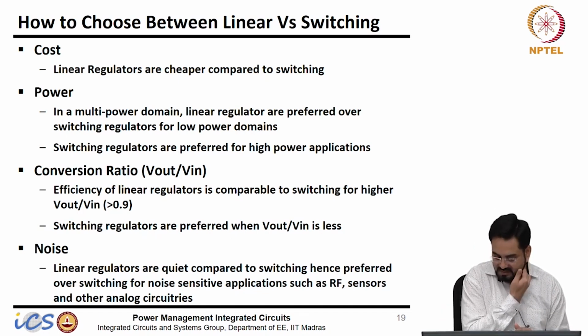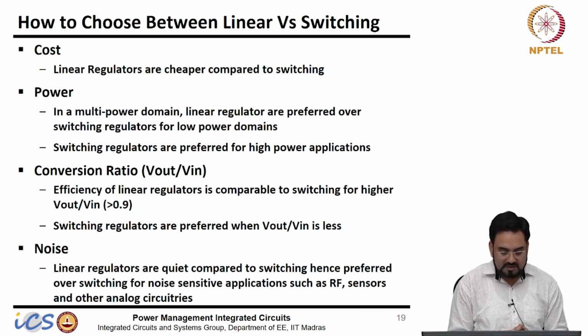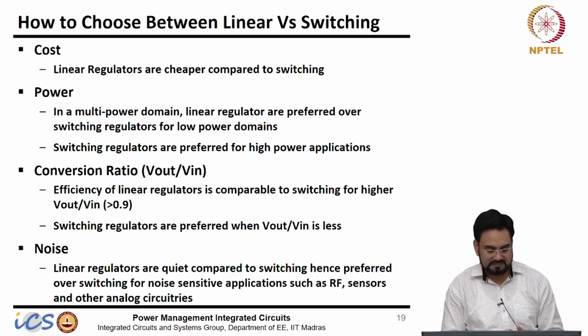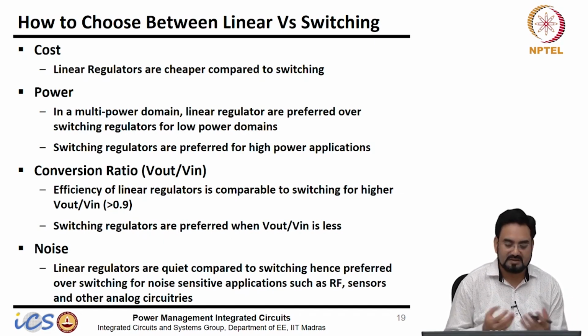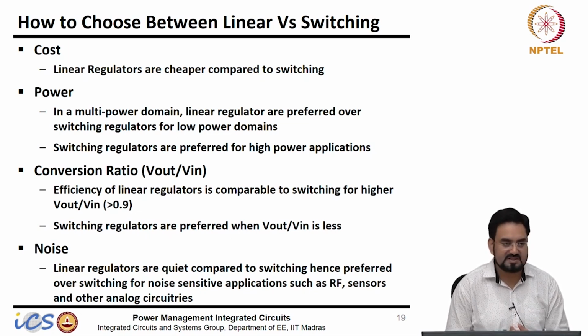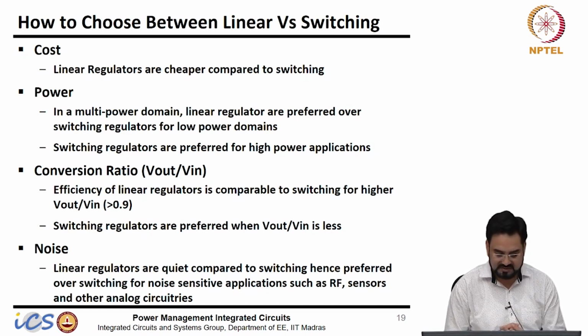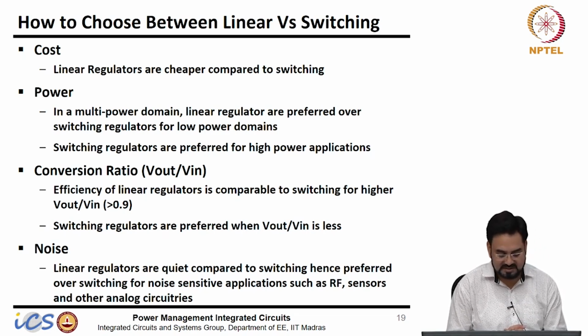Then conversion ratio. Conversion ratio means the ratio of output to input voltage. The efficiency of a linear regulator is comparable to a switching regulator for higher V out over V in, because the efficiency of a linear regulator is nothing but V out over V in. So if your V out by V in ratio is more than 90% or 0.9, then your linear regulator will have efficiency more than 90%, which will be as good as a switching regulator. So we can always prefer it if the dropout voltage is small.